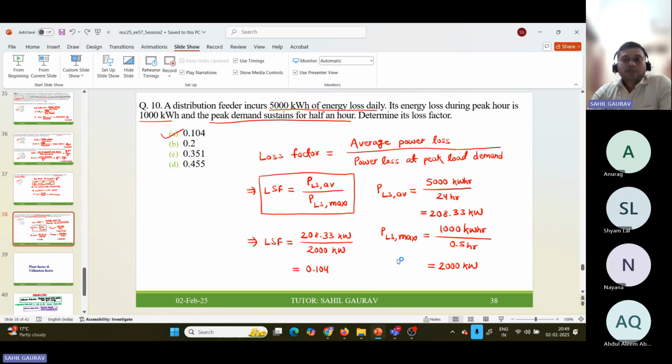Now this is the power loss at peak load demand. At peak load demand, the loss is given as 1000 kilowatt hour, and it is sustaining for half an hour. So you have to divide 1000 kilowatt hour by 0.5 hours, so it will be coming at 2000 kilowatt. So this is the power loss at peak load demand. So we can get the loss factor as average power loss upon power loss at peak load demand. It is coming at 0.104.